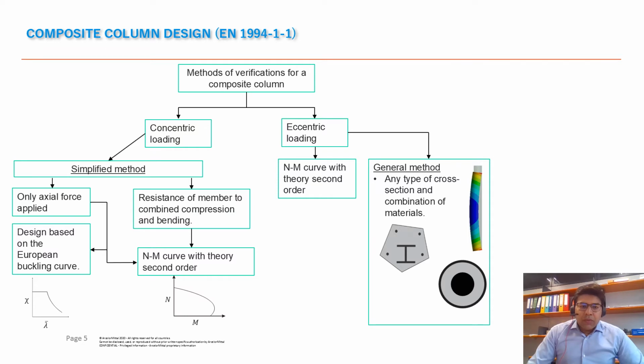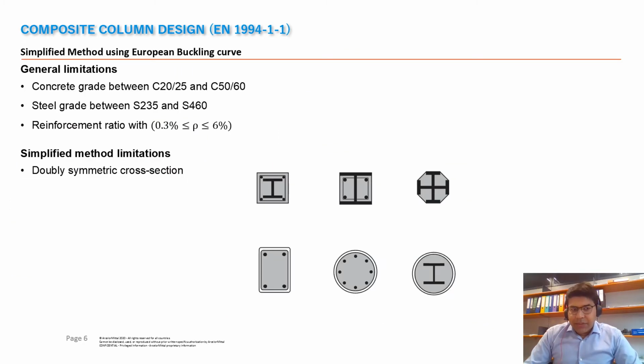Or we could also follow another route where the resistance of the member is calculated for combined compression and bending. This also uses the NM interaction curve, so polygon based, and using the theory second order. In contrast, if we have eccentric loading, we can still follow the NM curve with theory second order, but we can also approach the problem using the general method, where any cross-section and any combination of materials can be used.